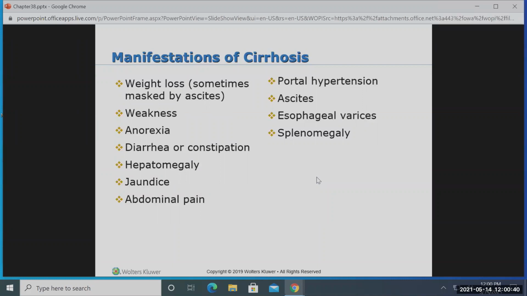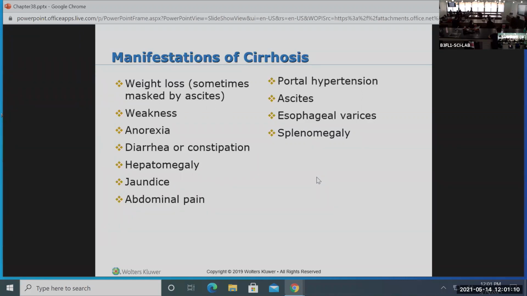Now, how are these patients presenting with cirrhosis? Please remember, they may present with weight loss, anorexia, weakness, diarrhea or constipation, enlarged liver, jaundice, abdominal pain. These are all common features of the hepatobiliary system.